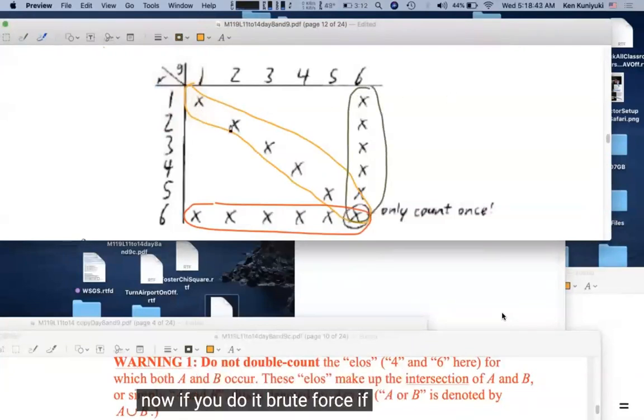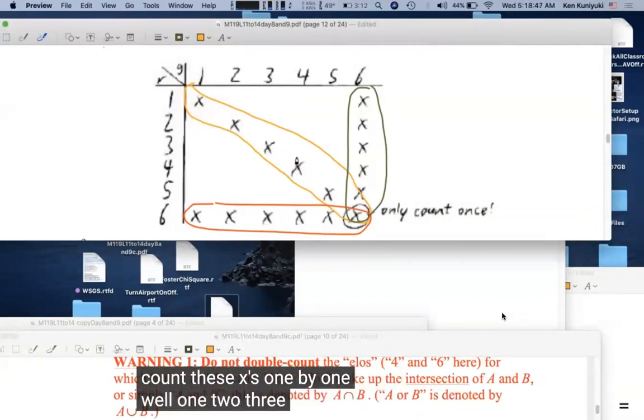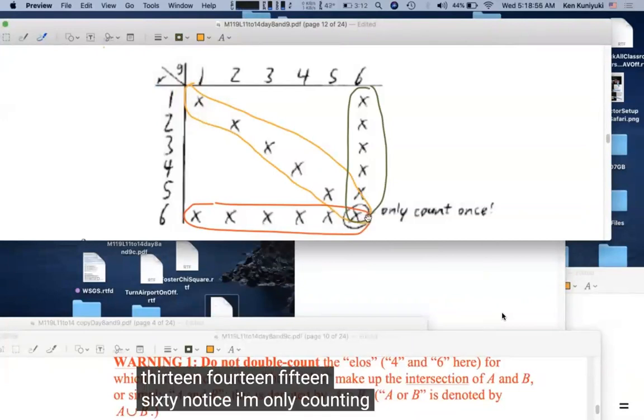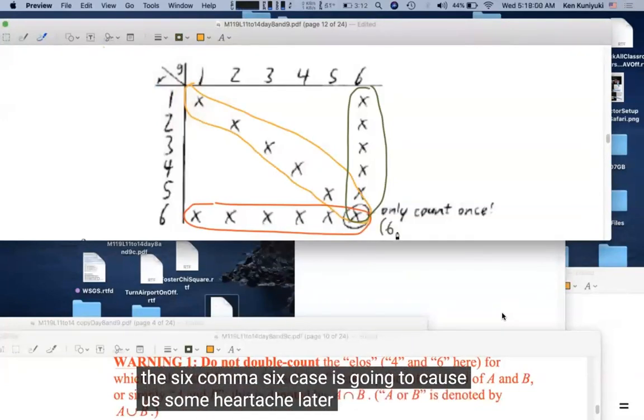Now, if you do it brute force, if you count these X's one by one, well, 1, 2, 3, 4, 5, 6, 7, 8, 9, 10, 11, 12, 13, 14, 15, 16. Notice I'm only counting the boxcars case once. The 6,6 case is going to cause us some heartache later on.